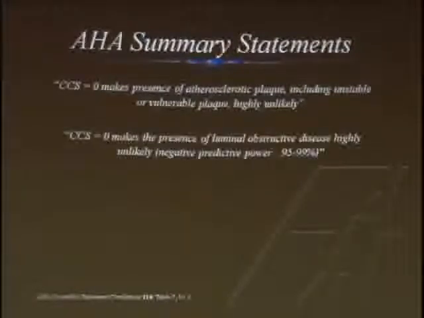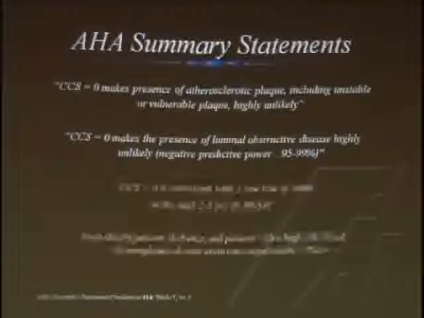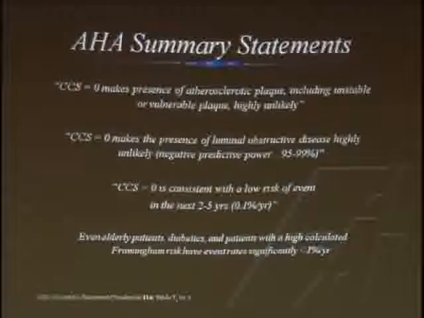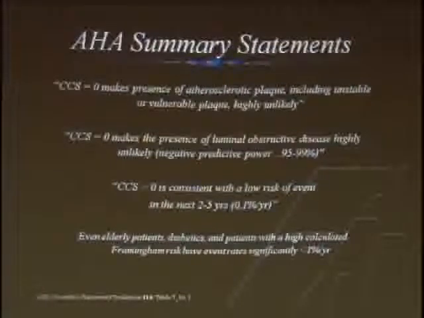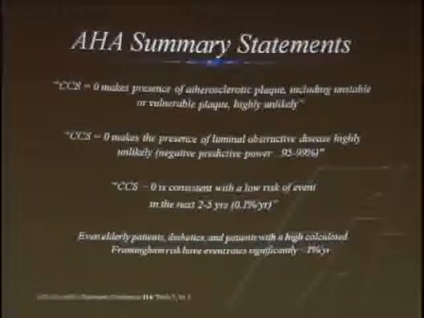What does the American Heart Association say? It says a calcium score of 0 makes atherosclerotic plaque, vulnerable plaque MI incredibly unlikely. The likelihood of there being a stenosis needing a stent is very unlikely. And what I tell patients is, if your calcium score is 0, your risk of having an MI in the next 3 to 4 years is 0.1% per year or less.